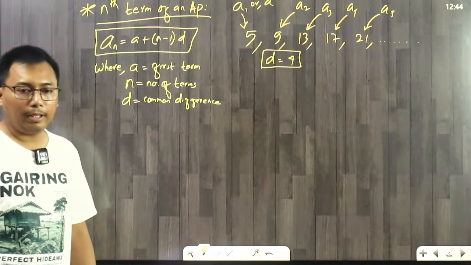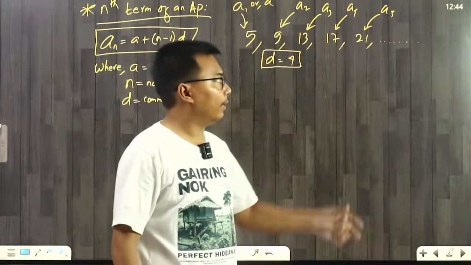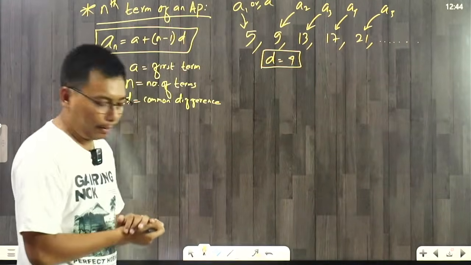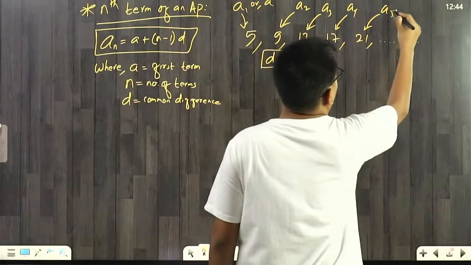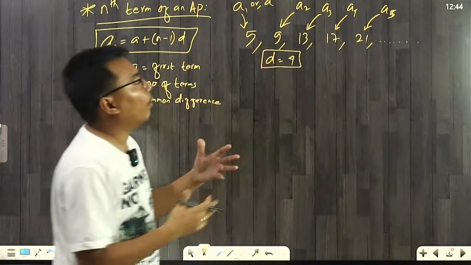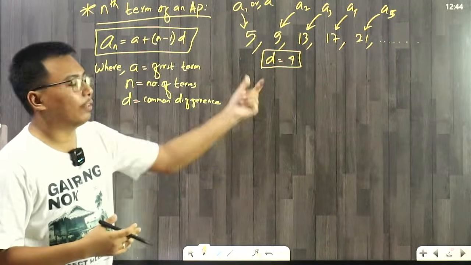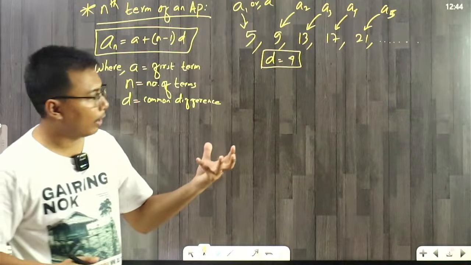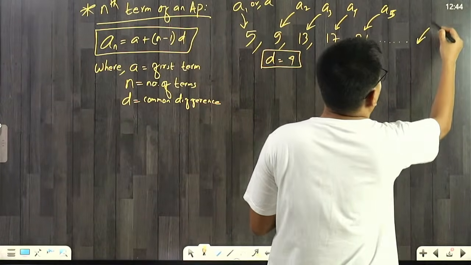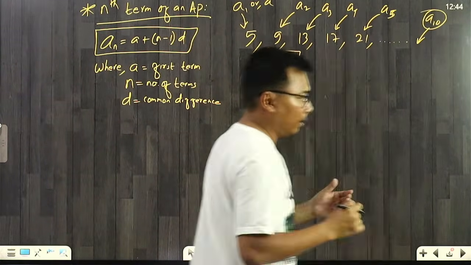This sequence has a common difference of 4. Up to this much we are clear, right? The first term is 5, remember. Now let's say I want to find the 10th term here.